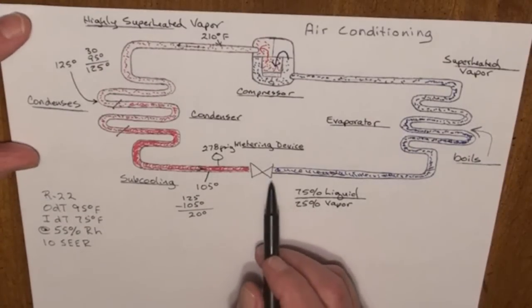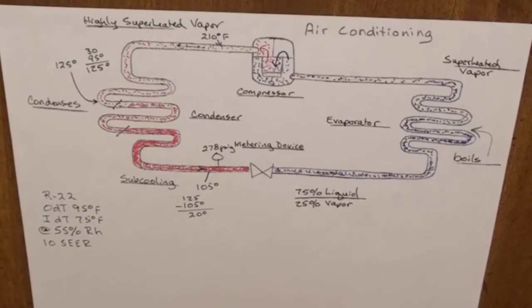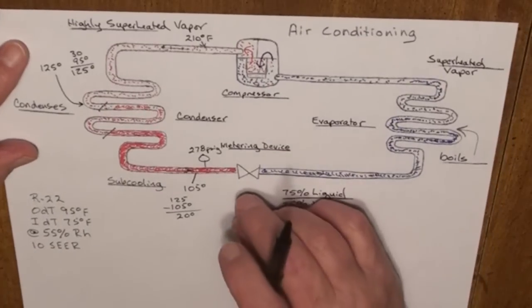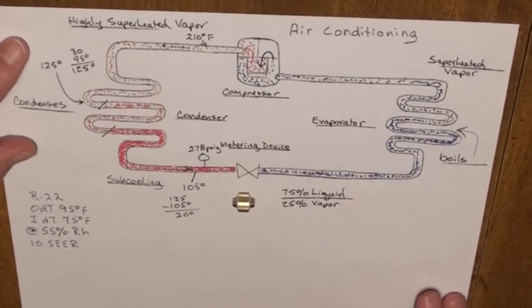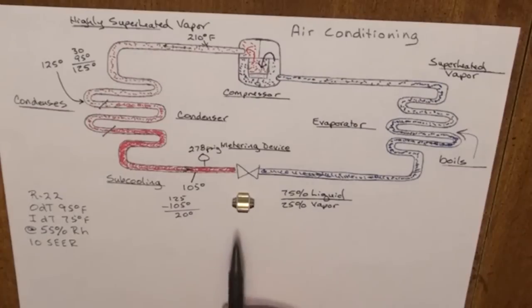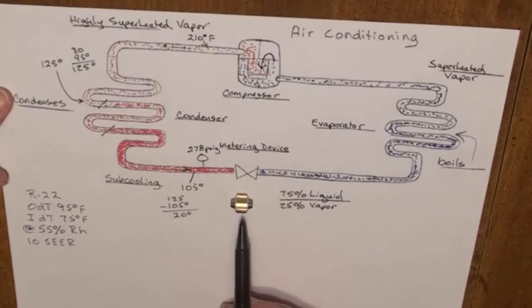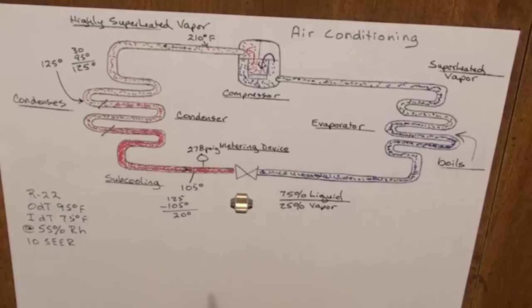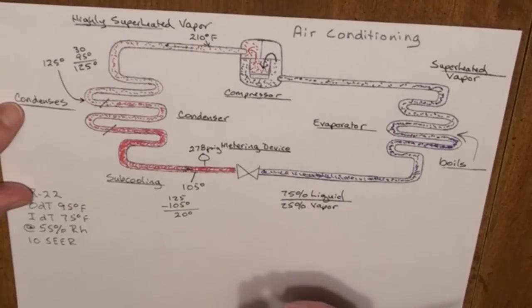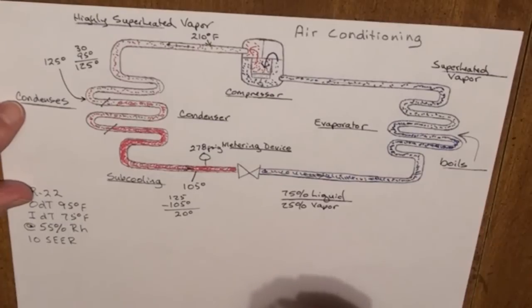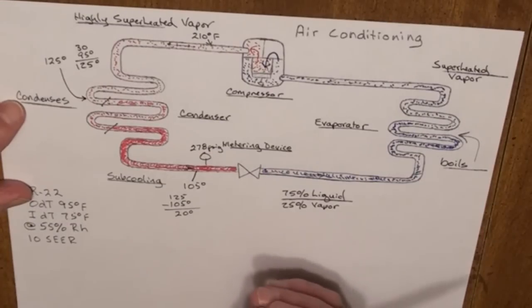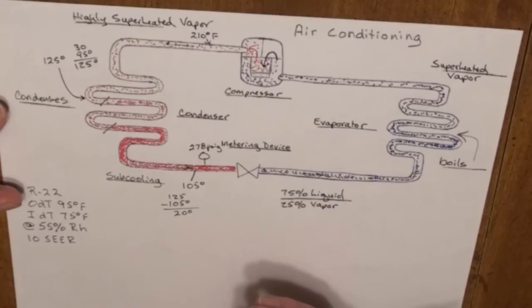It enters the fixed bore metering device. There's a couple of different types of metering devices that are used. The one in this example is a fixed bore metering device. It's nothing more than a piston or a tiny hole. We often refer to it as an orifice. It's a very tiny hole, a little bit smaller around than a pencil lead.